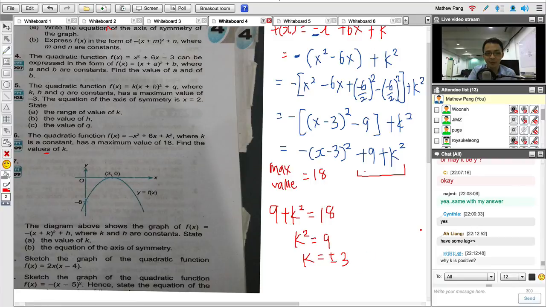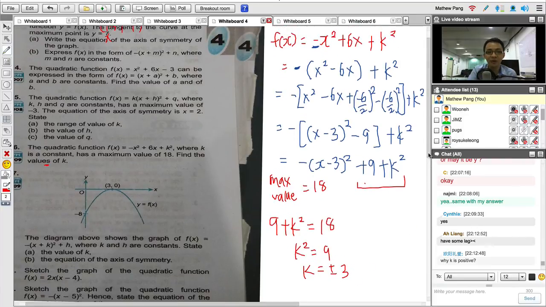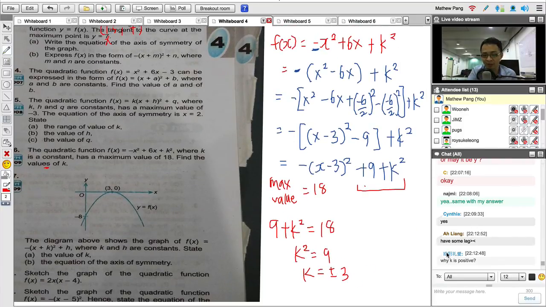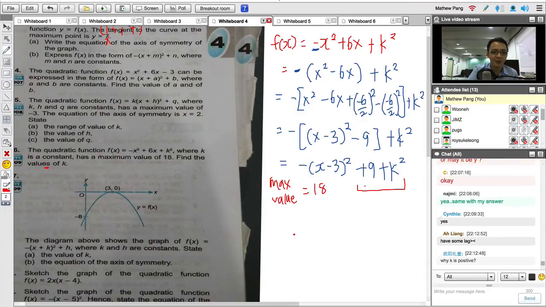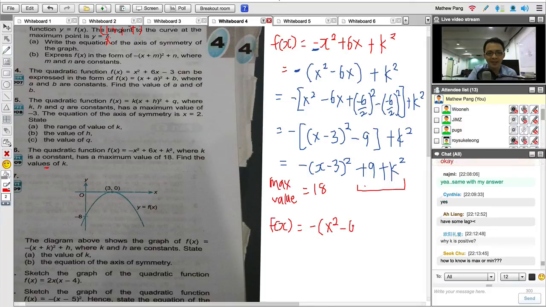That's all. Okay. In order to reply to the question of Ouyang Li Ai, I'm trying to change the way I do it. Now I factorize the negative from all three terms, to see whether I get the same answer or not. Okay, let me just copy down the question. Okay, I got f(x). Now I factorize out the negative from all three terms. I got x squared minus 6x minus k squared.